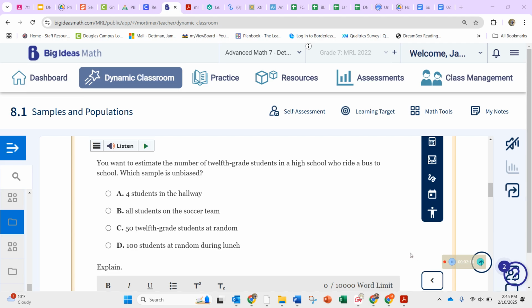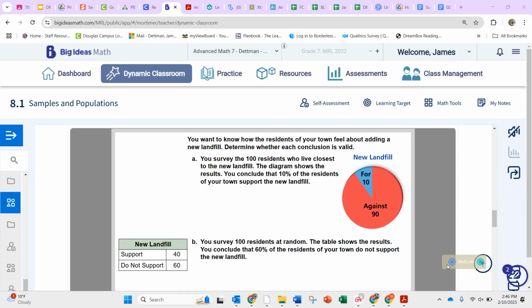All right, this next example is for you. I hope you read it, but you can see it. You want to estimate the number of 12th grade students in a high school who ride the bus to school. Which sample would be what you want to use? Which is the unbiased example? Take a look. Is it A, B, C, or D? All right, you should have selected C because you want to know more about the 12th grade. C is the only one that talks about the 12th graders. So good job. That one is the unbiased sample, the sample you want to use.